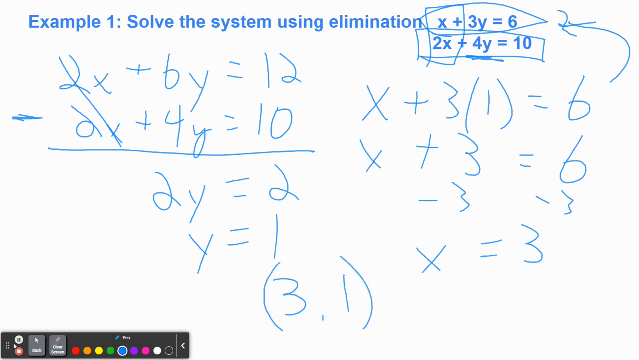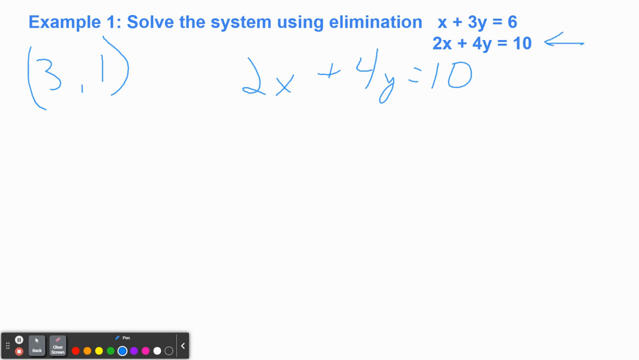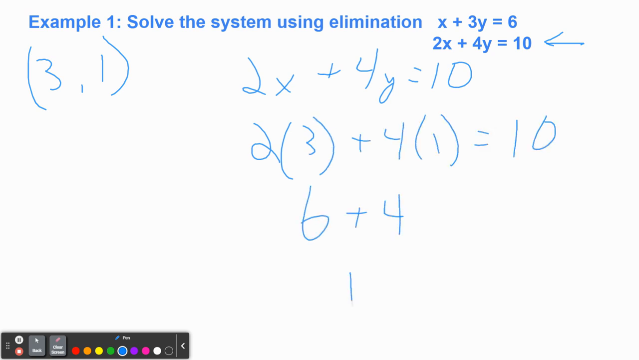I'm going to make a little space so we can check this. Using my second equation, the one we didn't use for solving for x, we'll plug it in to make sure it still works. 2 times 3 plus 4 times 1, does that equal 10? Well, 6 plus 4 does equal 10. So this works. This is our answer, 3, 1, using elimination and multiplication.